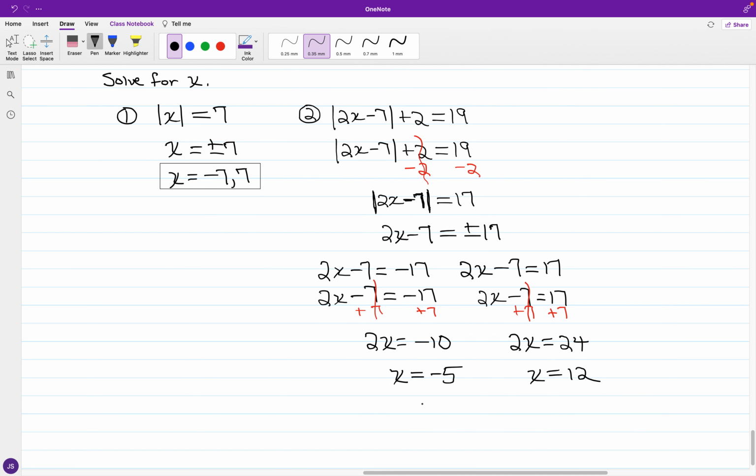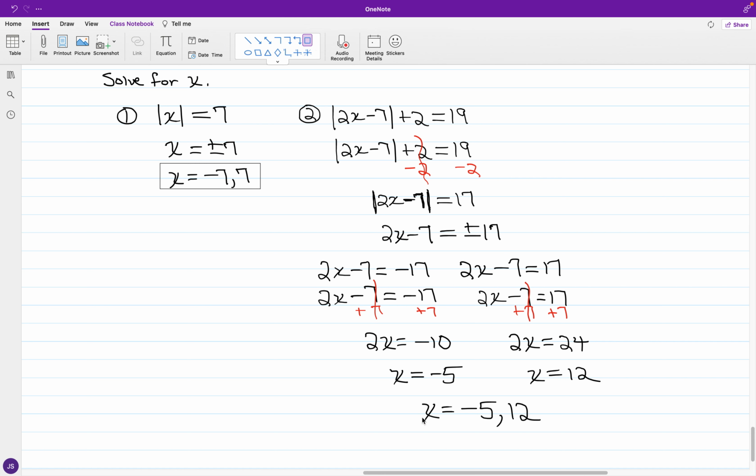Okay, so there'll be two values of x that will ring true in this absolute value equation. So we have one value at negative 5, the other at 12.